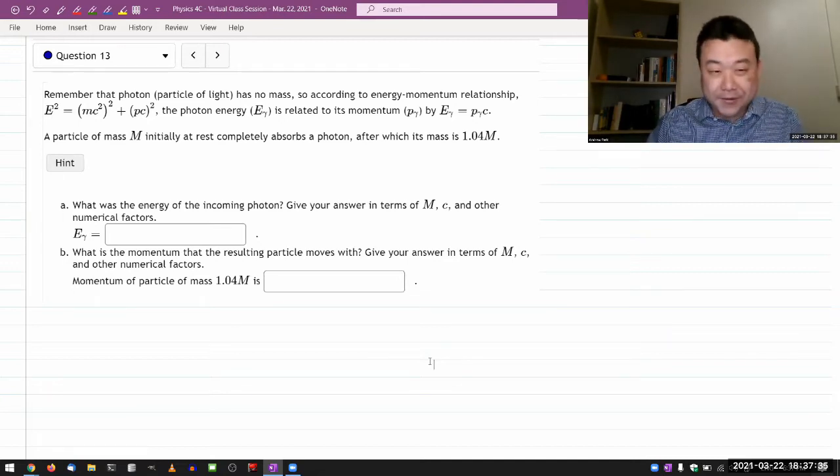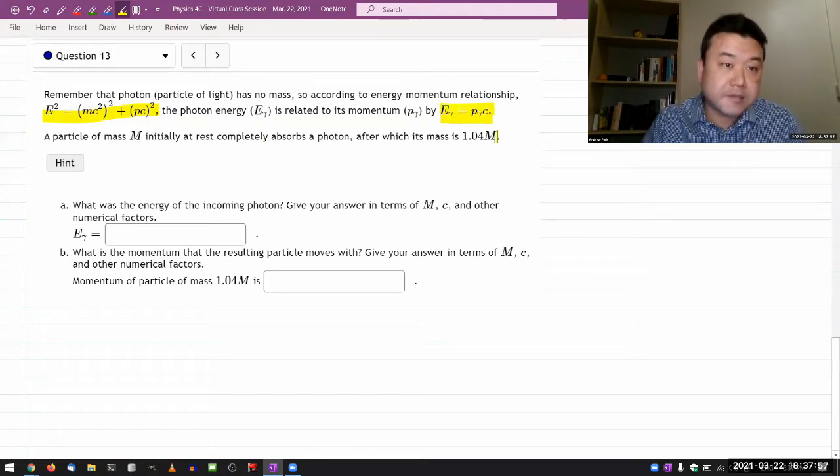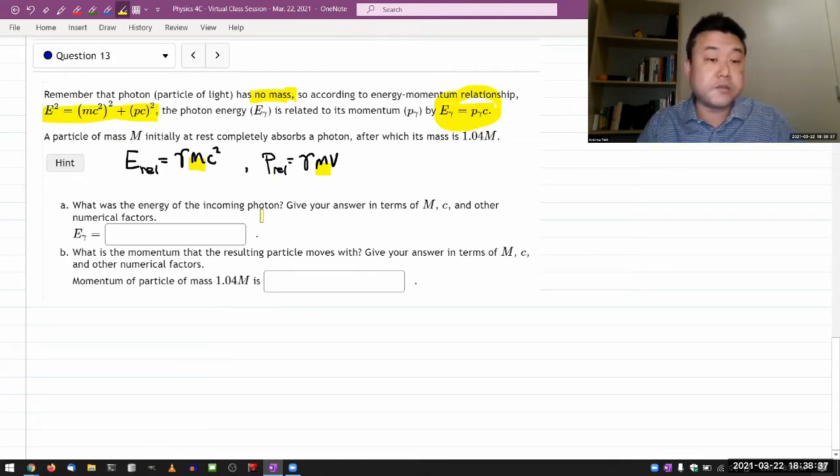remember that a photon, which we probably haven't covered yet, has no mass. So according to the energy-momentum relationship, this can be turned around to make it look like a Lorentz invariant. The photon energy is related to the momentum by this expression. This is something you have to keep in mind whenever you are dealing with massless particles. You have this expression for relativistic energy, gamma mc squared, and relativistic momentum, gamma mv. Because of the presence of mass in these expressions, these are only valid for something that has mass. So when you're dealing with a particle that has no mass, m equals zero exactly, you have to fall back on this relationship here, the energy-momentum relationship, which continues to hold even when a particle has no mass.